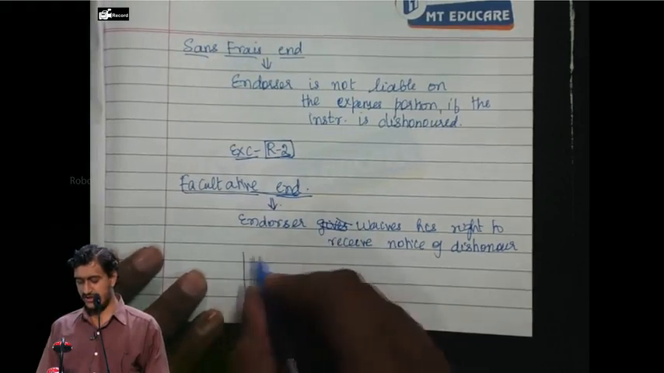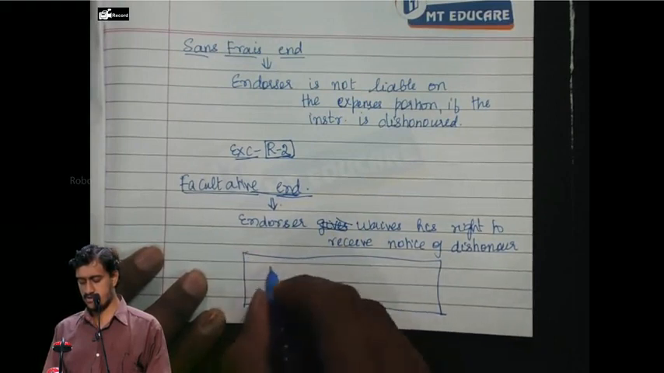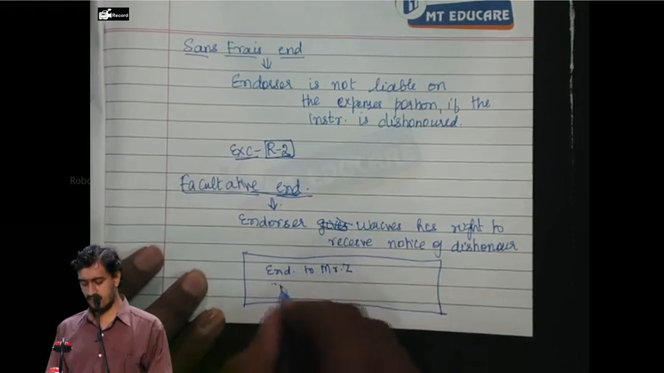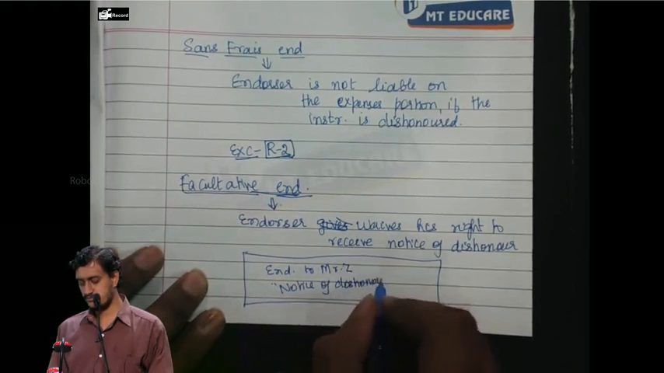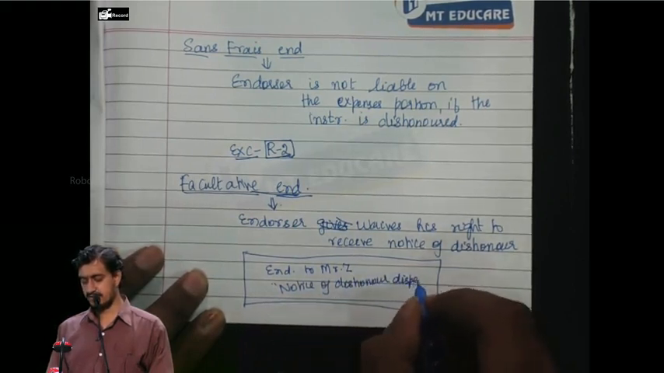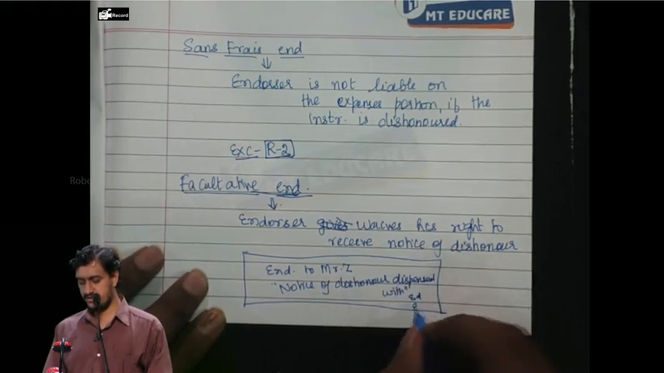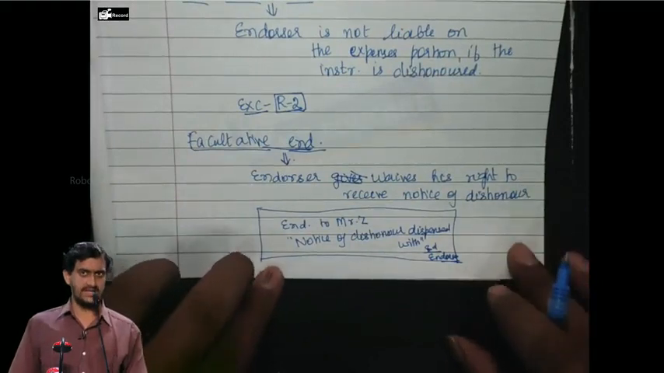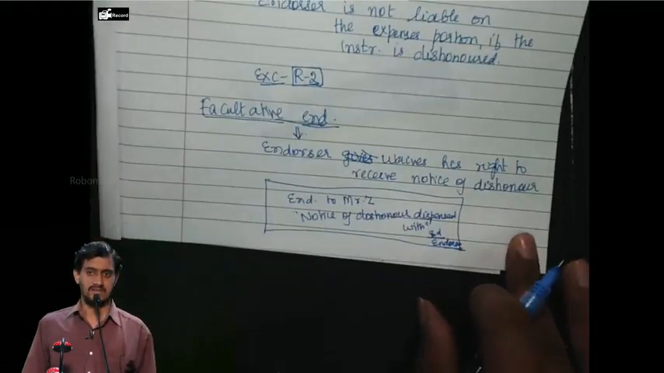How will this facultative endorsement be? Endorsed to Mr. Z, notice of dishonor dispensed with. Signed by the endorser. Notice of dishonor dispensed with, and it is signed by the endorser. Understood? Copy this, I'll explain.